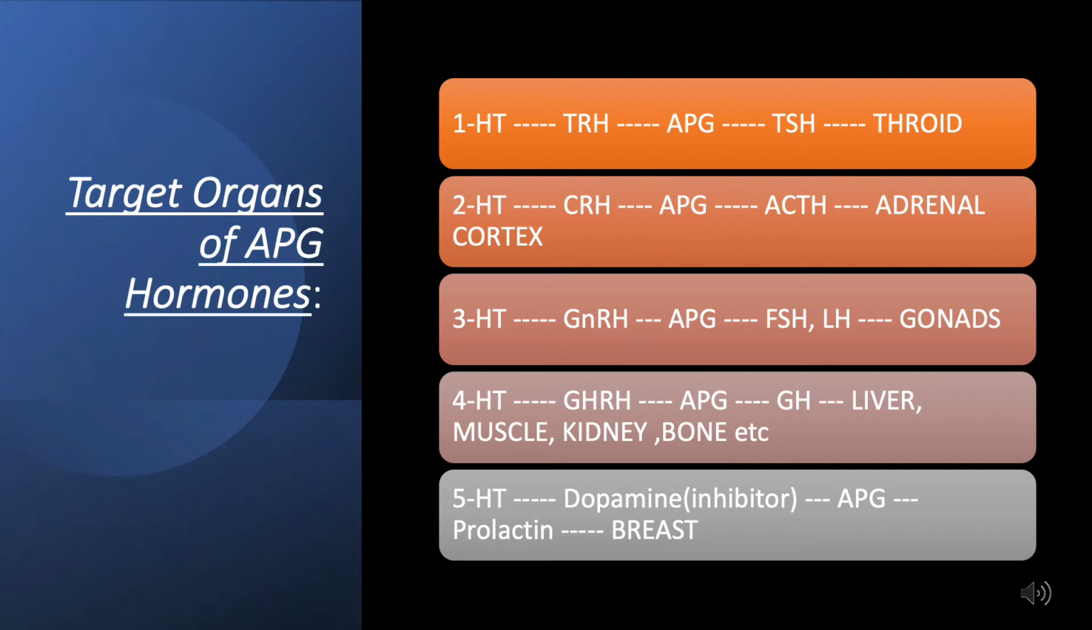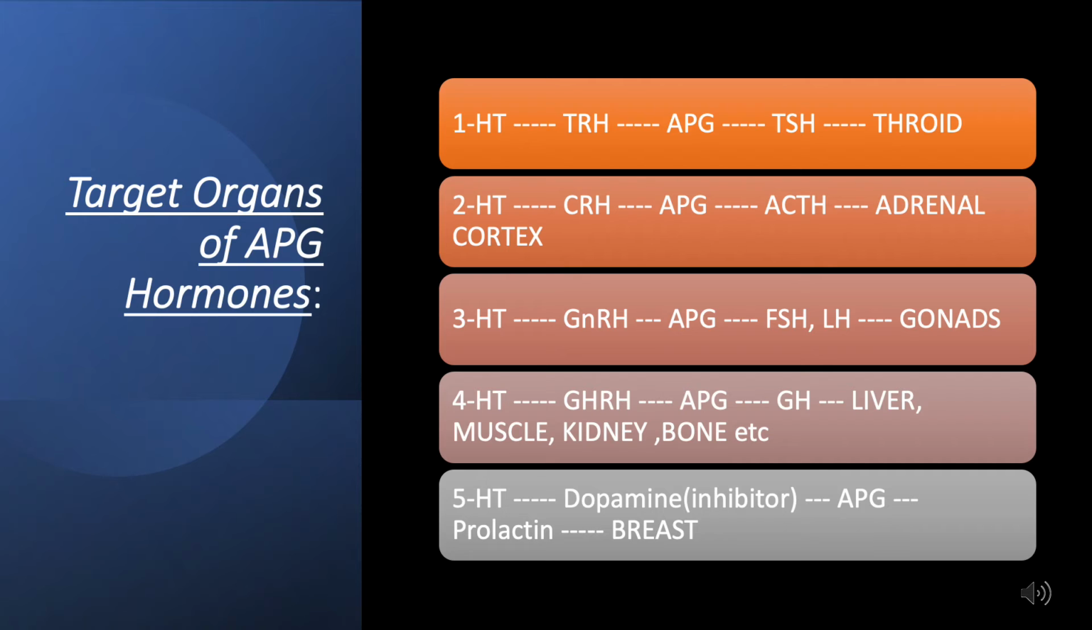3. Hypothalamus releases gonadotropin-releasing hormone, GnRH, and triggers anterior pituitary gland. Then, anterior pituitary gland releases follicle-stimulating hormone, FSH, and luteinizing hormone, LH, and its target organ is gonads.